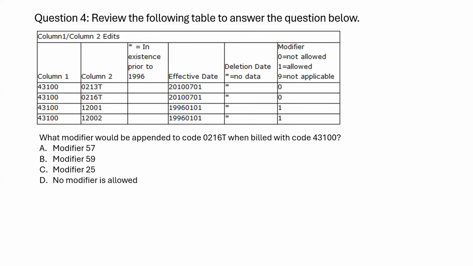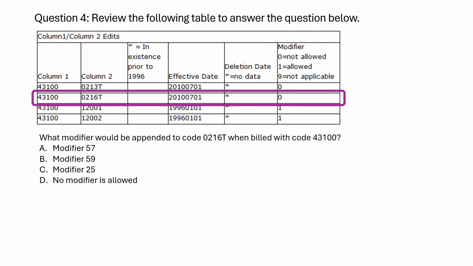What modifier would be appended to code 0216T when billed with code 43100? This particular code combination has a 0 in the modifier indicator field, which means a modifier is not allowed. When we review the answers, only D, no modifier allowed, is correct.